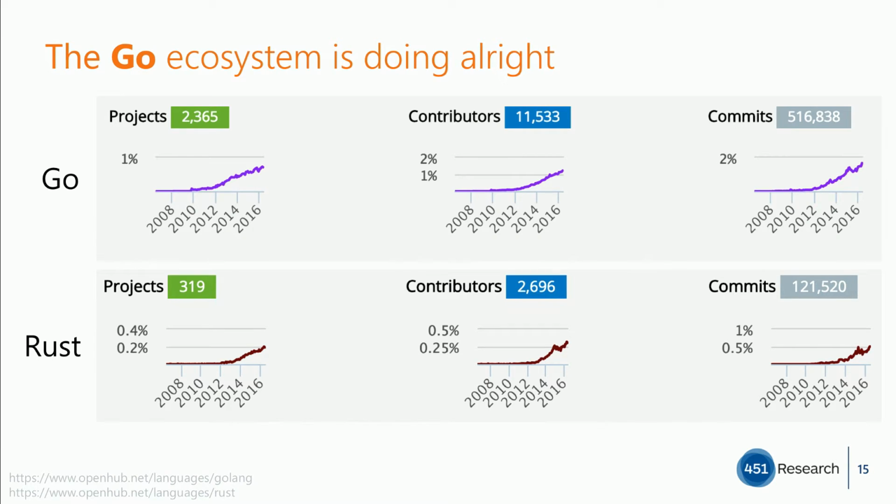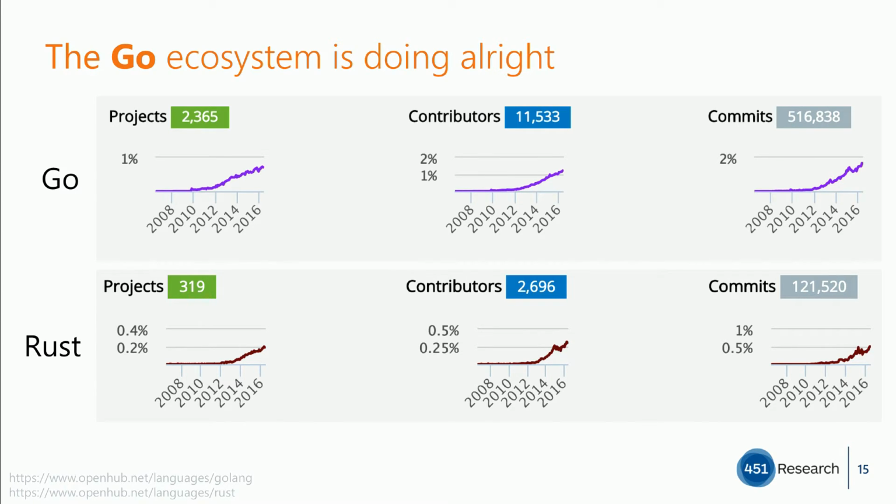So to go back to our favorite site, OpenHub, your new friend when you're understanding communities and trying to quantify them, I wanted to pull up a couple of examples, Go and Rust. Elixir, unfortunately, is still not considered a language by OpenHub, so I couldn't get that one up there. But on the left, you've got projects over time, then contributors over time, then commits over time from 2008 to 2016. And I'm sure you can see that there's an upward curve in all of them.